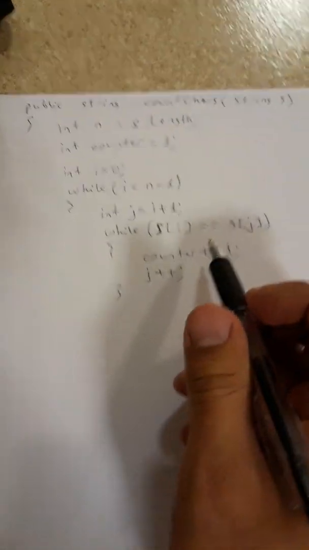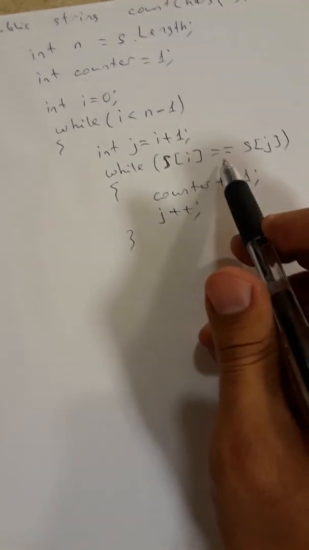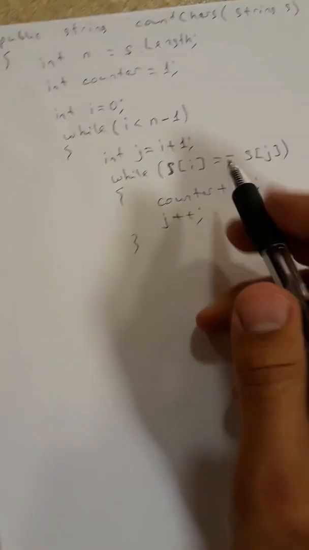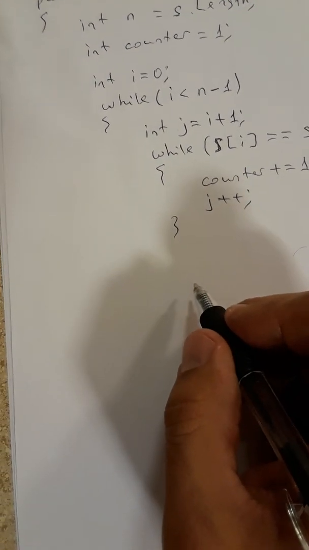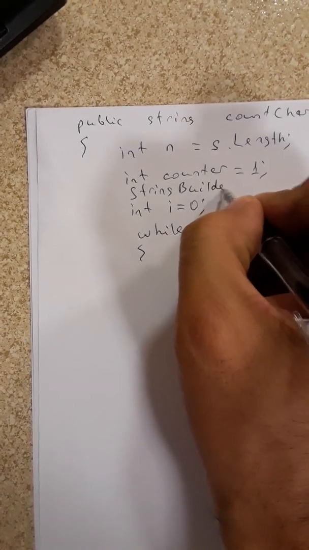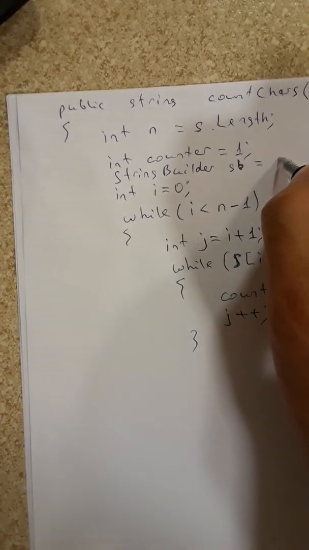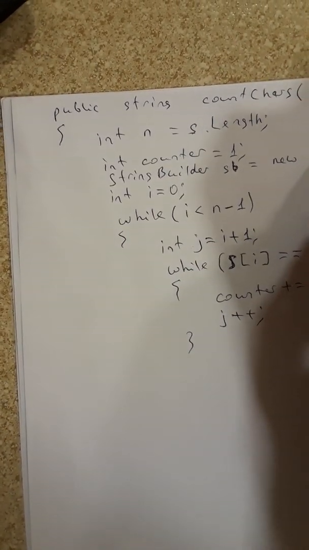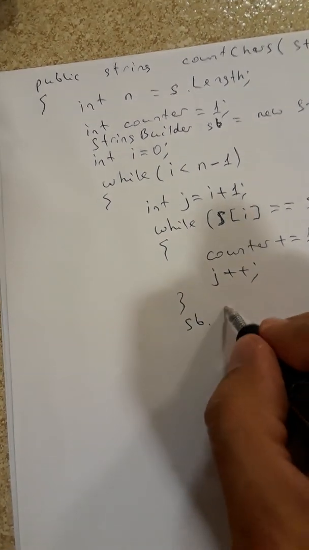Once the elements are not equal to each other, I will just append it to the string. Since here I will also need to define a string builder. I will use a string builder because string itself is immutable.